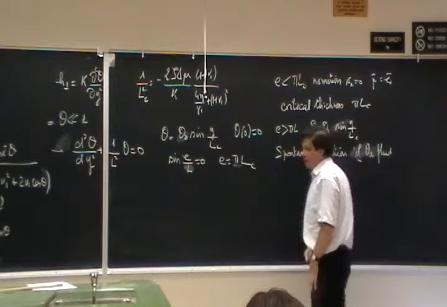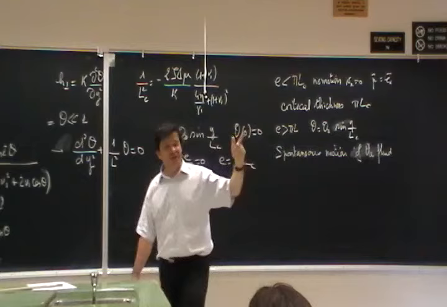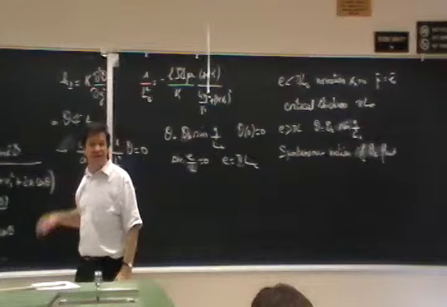Of course, it's a dynamic phase transition. So above E equals pi L, I have two choices, plus theta naught and minus theta naught. If I choose plus theta naught, it will move in the negative direction. If I choose minus theta naught, it will move in the positive direction.